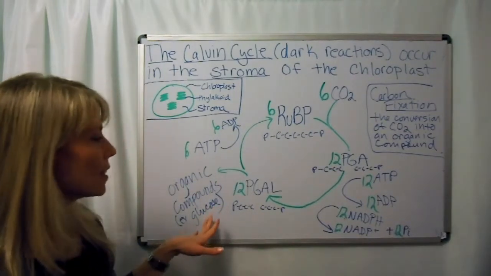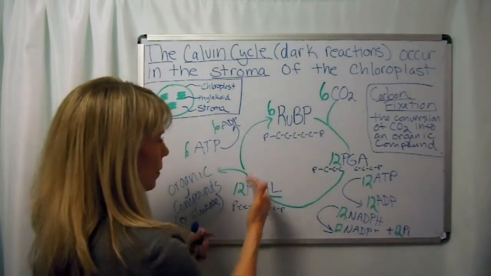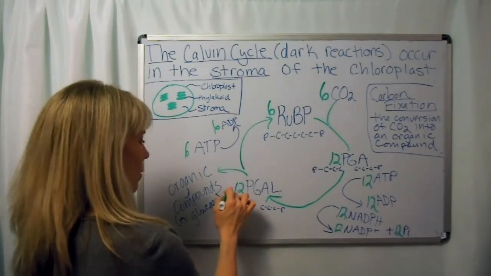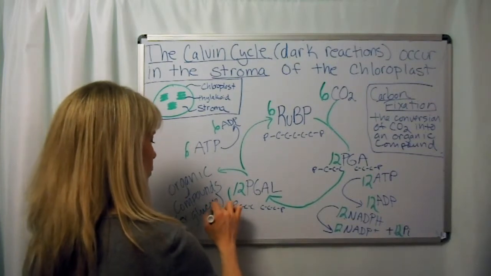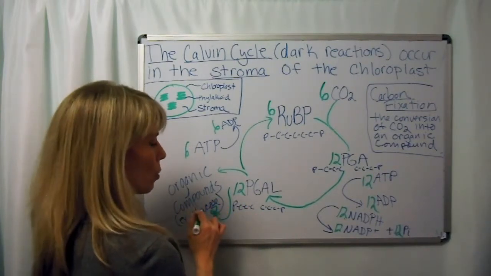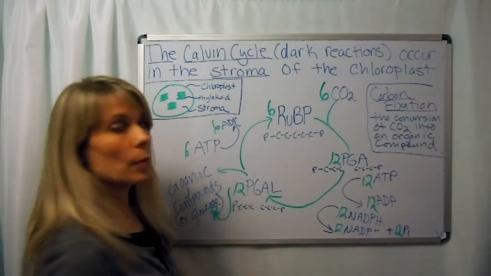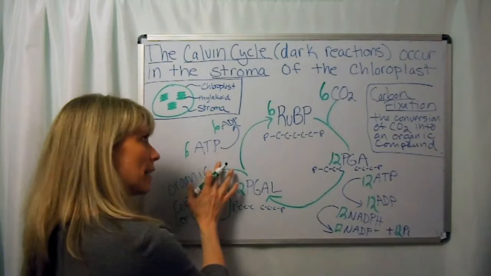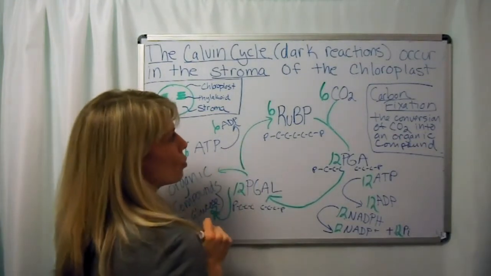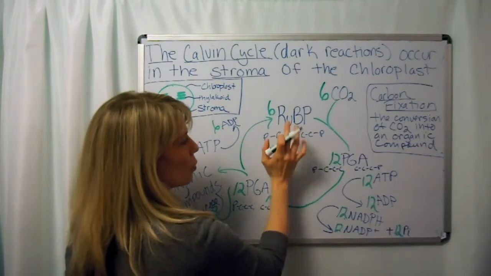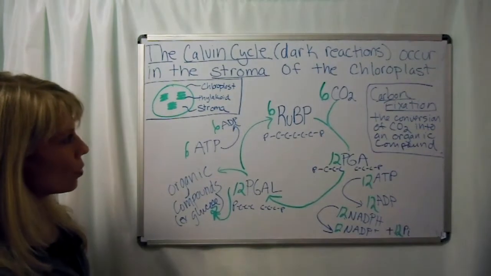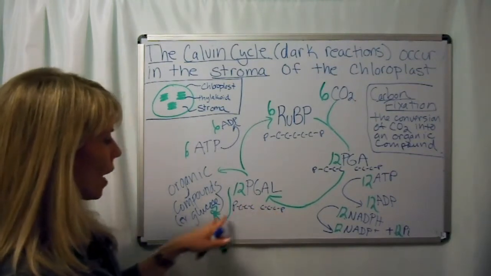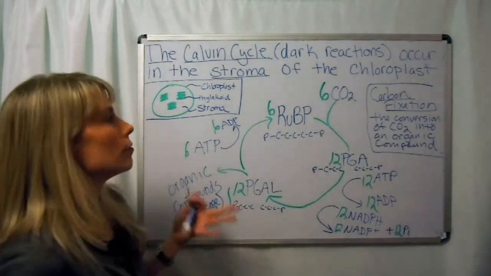And in order to make this glucose, what's going to happen here is 2 of these PGALs are going to be used to make the glucose. Because glucose has how many carbons? 6. So 2 of these can now go to make the glucose. And the other 10 are going to be used to make the ribulose 1,5-bisphosphate. So I just wanted to show you, numbers-wise, how it could work out where we're getting our molecule of glucose.